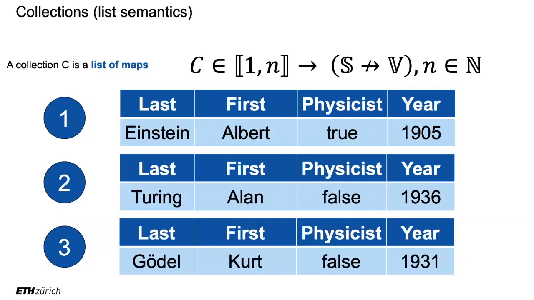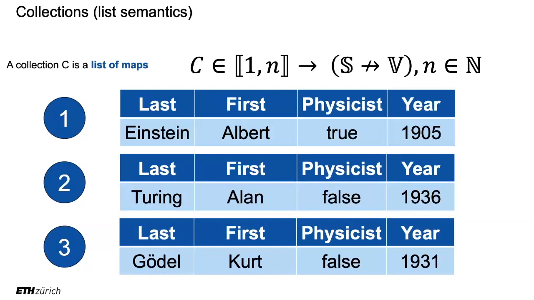But what you need to understand is that we have a collection as a set of records, or a list of records, or a bag of records, and that's something we can choose. It's really a choice of semantics. And the records are just maps from strings to values, and that's it.